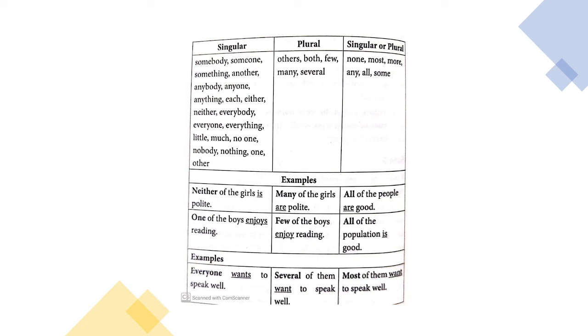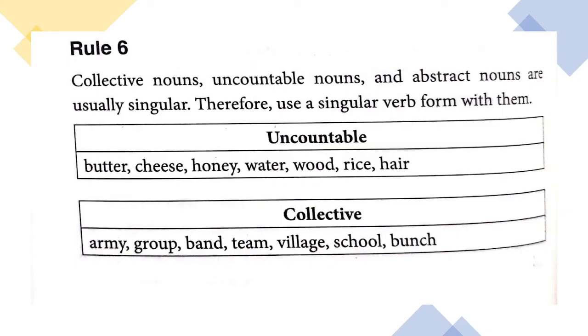For example, neither of the girls is polite. One of the boys enjoys reading. Many of the girls are polite, few of the boys enjoy reading, all of the people are good, all of the population is good. Again, for example, everyone wants to speak well, several of them want to speak well, most of them want to speak well. So just read all these things. I'm also going to upload these notes and all the PPTs on our Google Classroom and our WhatsApp group, so you can have a better understanding by reading that.